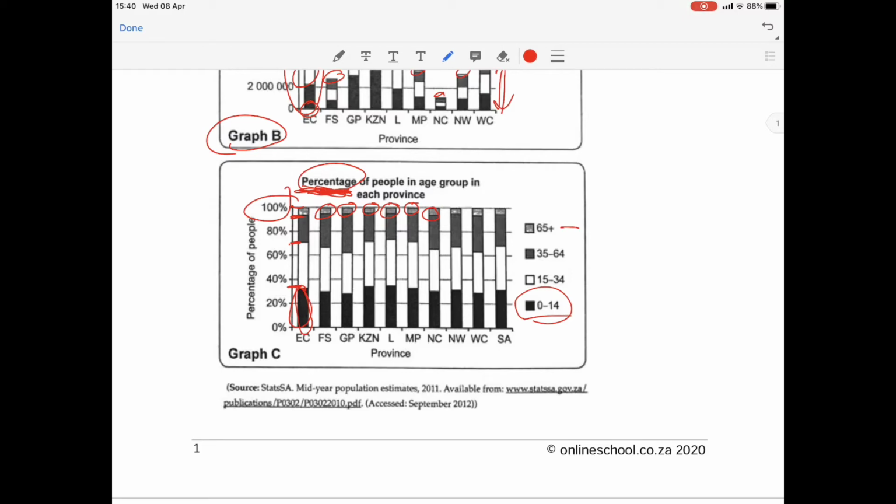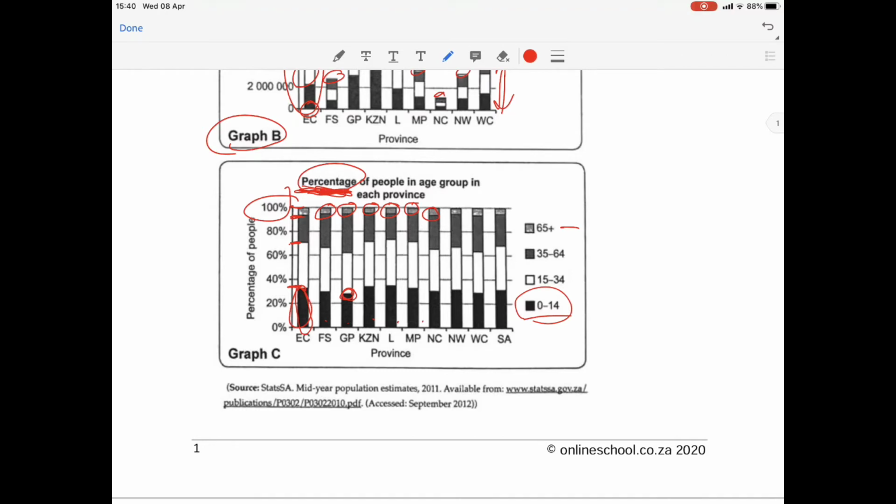So if you have printed out your script, or you can put a ruler up to your screen if you didn't print it out, which of these black bars ends at the lowest point? And that is over here by a small margin. It's in Gauteng. So the first part of your answer is that Gauteng has got the lowest percentage of 0 to 14-year-olds.